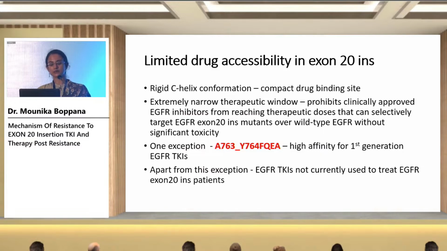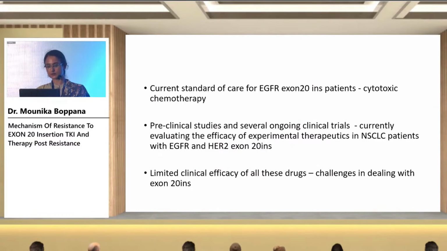One exception is this particular mutation, that is A763Y764, which has a very high affinity for even the first generation EGFR TKIs. Apart from this exception, in general, EGFR TKIs are not currently being used to treat EGFR exon 20 insertion patients. So the current standard of care is cytotoxic chemotherapy. Only about 2 agents are FDA approved for the treatment of exon 20 insertion targeted therapies.